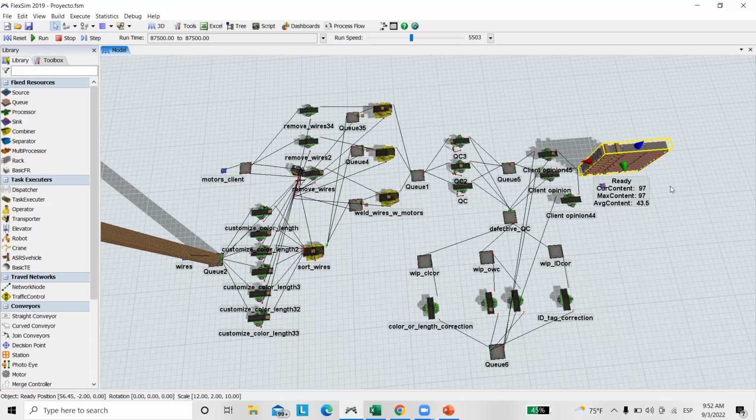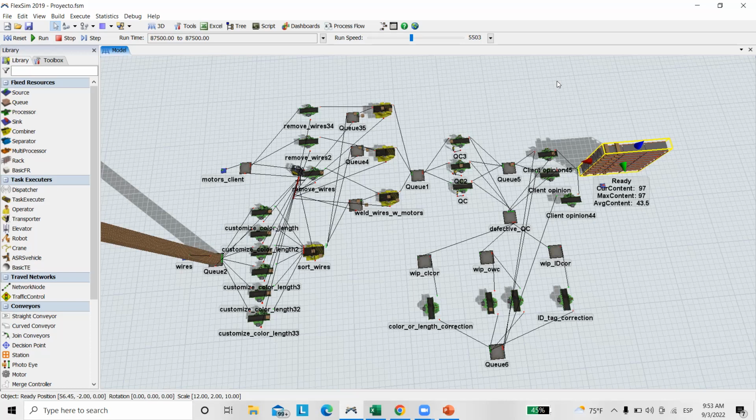Also, these new cables that are already welded to the motor are stored in a QE that has a capacity of 1,000, and it will be connected to 3 processors that represent the quality control stage. For the quality control, the motor speed and torque is checked by the worker in charge of the quality control. And as my partner mentioned before, if everything meets the specifications, it will go to the client opinion.